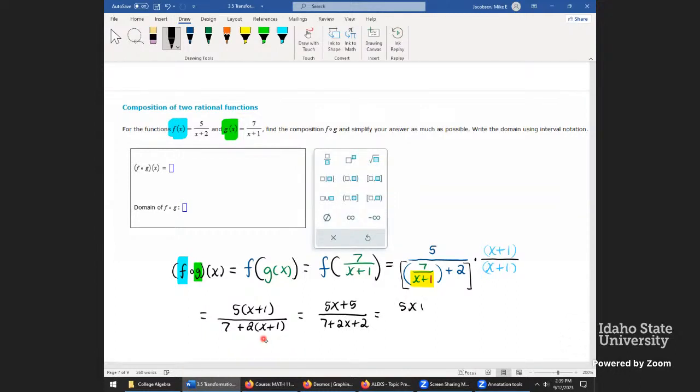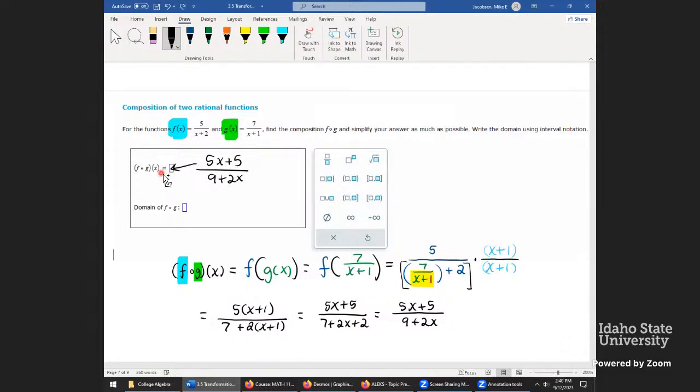So finally, when it's all said and done, we have 5x plus 5 over 9 plus 2x, or 2x plus 9 if you prefer. So that's what's going to go right inside here. We'll have 5x plus 5 divided by 9 plus 2x. But now this is the last thing we have to sort out.